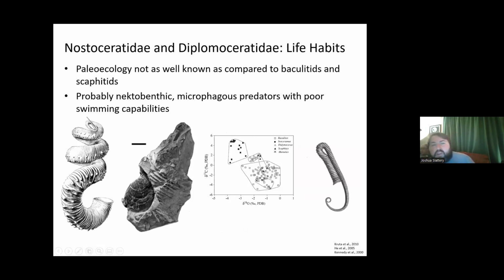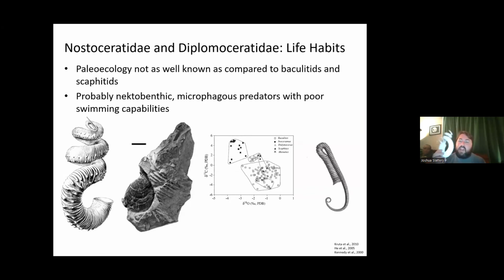The other groups that we commonly find in the geological record are the Nostoceratids and the Diplomoceratids. And these are some of the most exciting heteromorphs. They're these guys right here. This is a Nostoceratid called Didymoceras cheyennense. So this is a model by David Peterman with a life reconstruction in it.